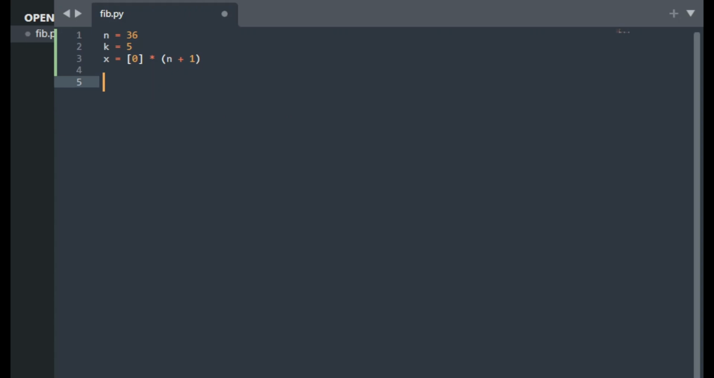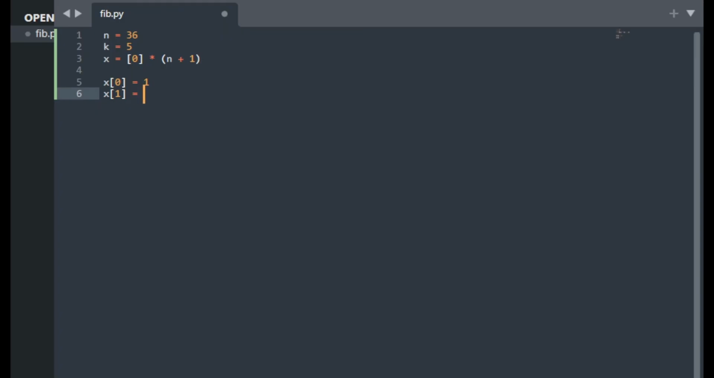Lines 4 through 6. Base cases. X of 0 equals 1, x of 1 equals 1, x of 2 equals 1. This is crucial. Let me explain each. X of 0 equals 1. This is a technicality for the math to work. Think of it as our "before we started" state.